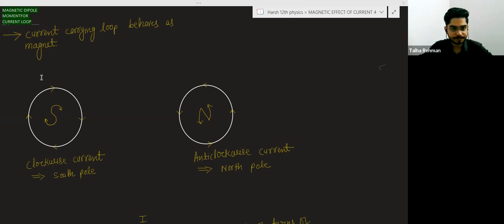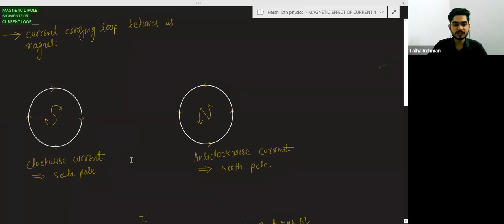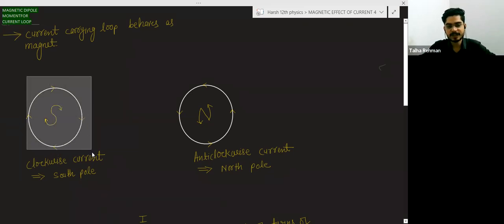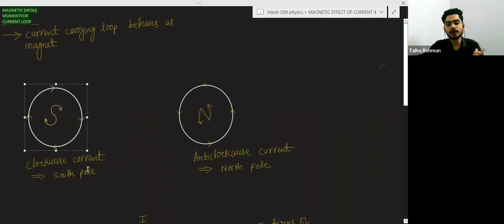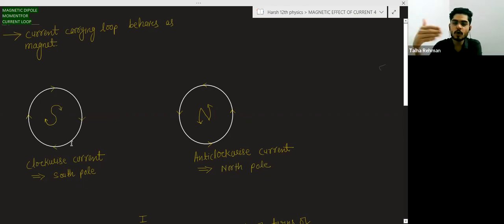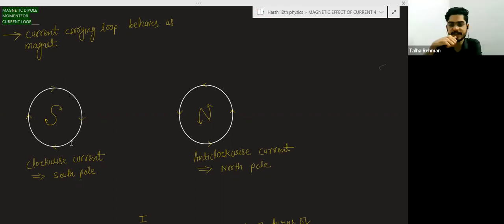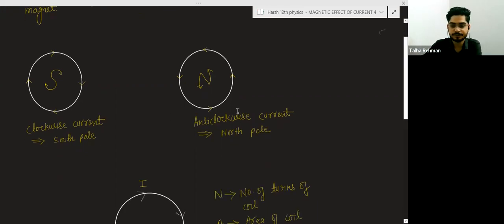Now see here. When you are watching this on your screen, the current is clockwise for you, so here is the south pole. If someone is watching this coil from the opposite side of the laptop screen, that is the north pole, anti-clockwise. Well done, you have understood now.